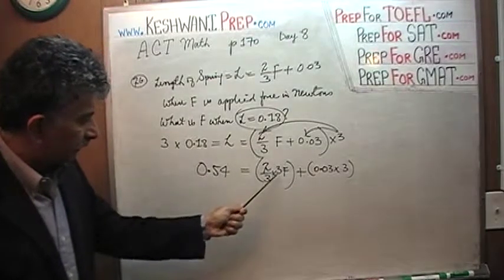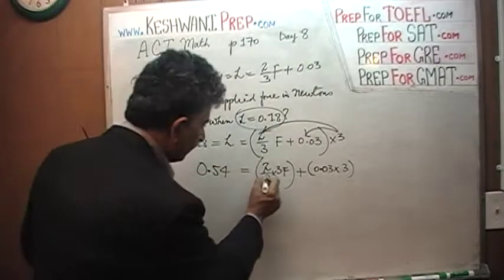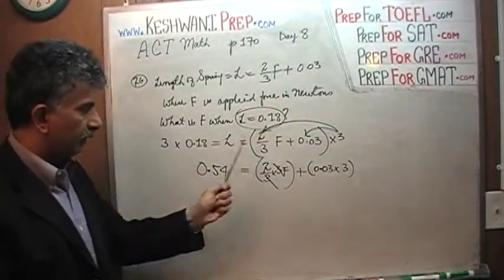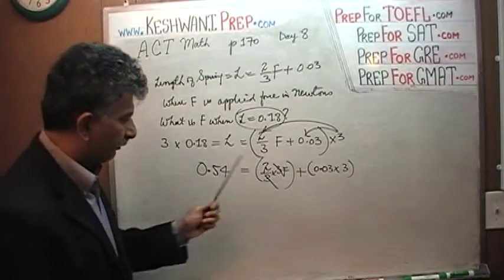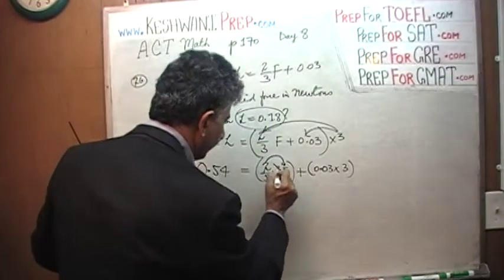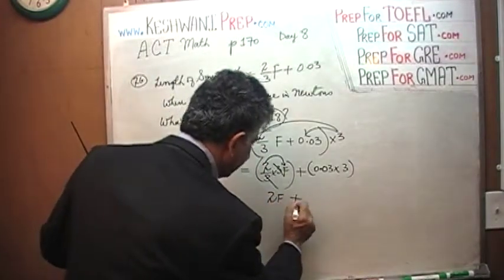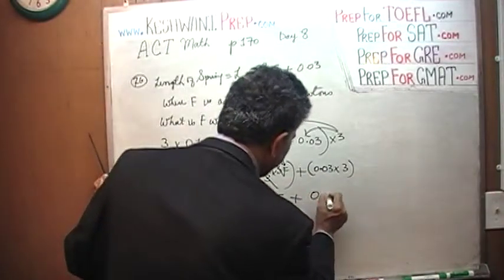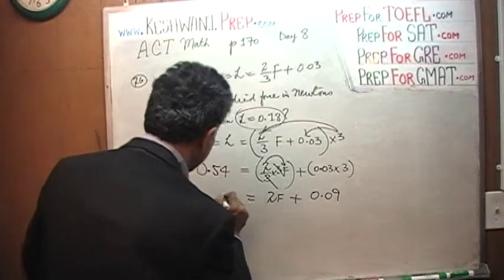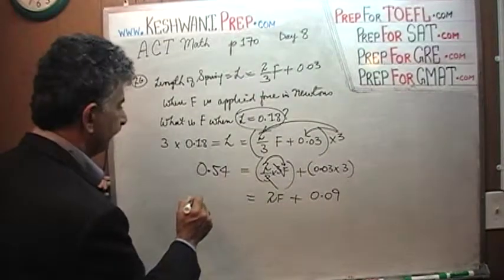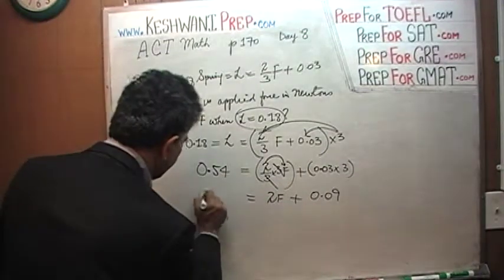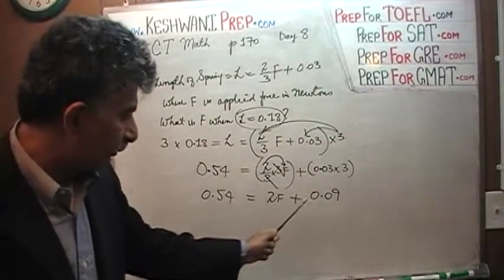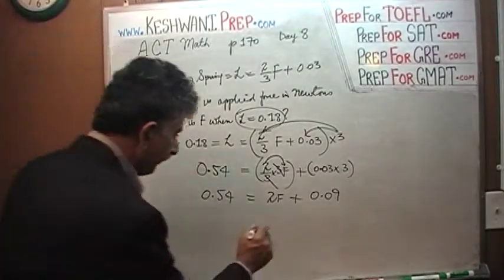If we divide top and bottom by 3, we can get rid of this 3 here, which was the whole point, which is why we multiplied it by 3 to begin with. So here we have 2 times F. 2 times F is 2F plus 0.03 times 3 is just 0.09. And that equals 0.54. We want the F by itself, so subtract 0.09 from both sides.